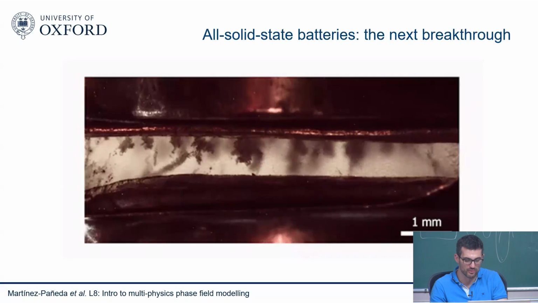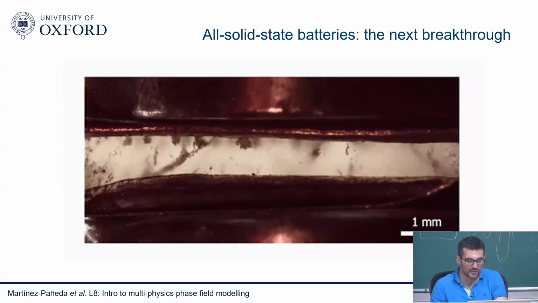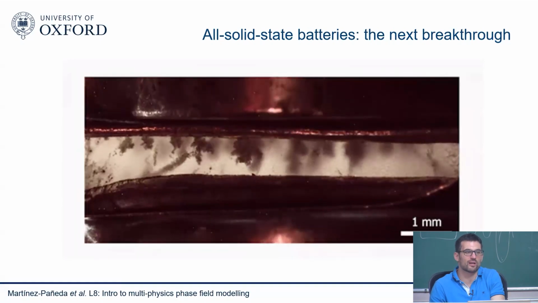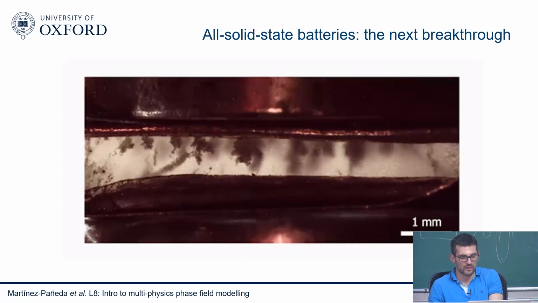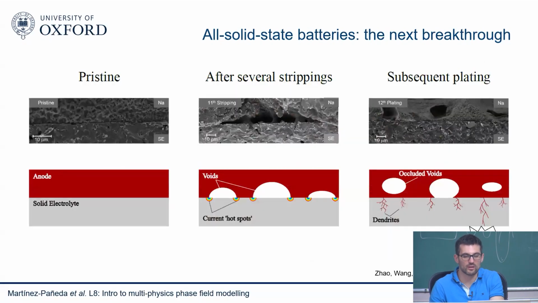But we don't seem to be able to find one. So in my group, we took a step back and we said, okay, if we cannot prevent those dendrites from growing, can we prevent those dendrites from forming in the first place? And how do those dendrites form? Well, if you have a pristine electrolyte electrode interface, so anode electrolyte interface, those dendrites will not form in the first place.